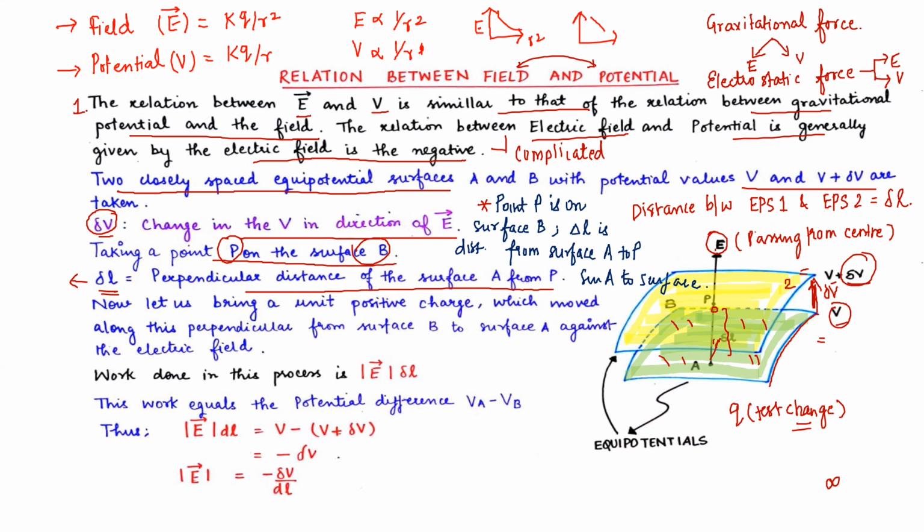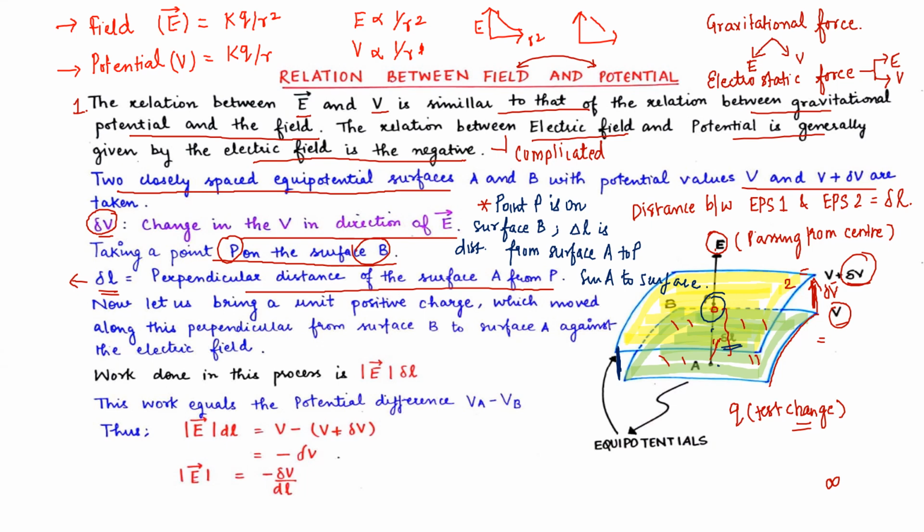In the same fashion, see this diagram over here. The point P is on surface B and the distance of A and P is delta L. So let it be anything, we can say that the distance between equipotential surfaces A and B is delta L. That is similar to the example given.